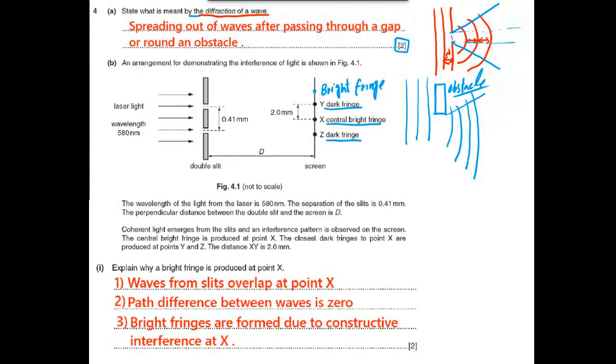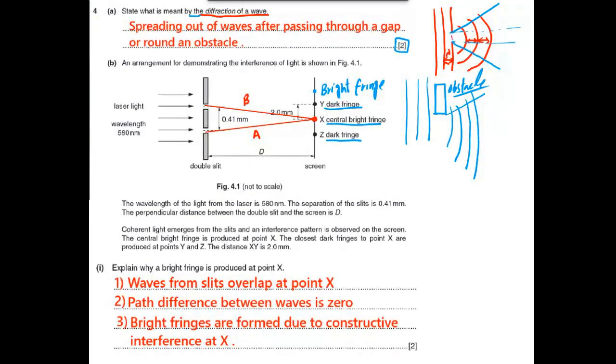Now the question is asking us why we have this bright fringe at this point, means why this bright fringe is formed here. So how can we understand this one? To understand this one, we have to start from here. If the waves go from this point to this point, and the waves go from this point to this point, you can see from here the distance covered by, let's say this is wave A, let's say this is wave B, they cover the same distance.